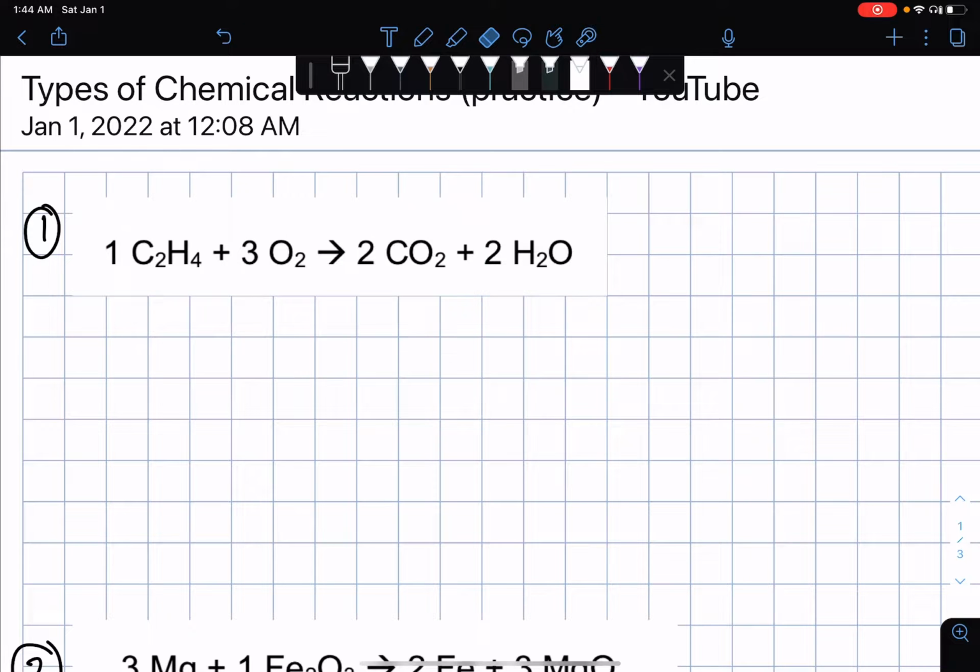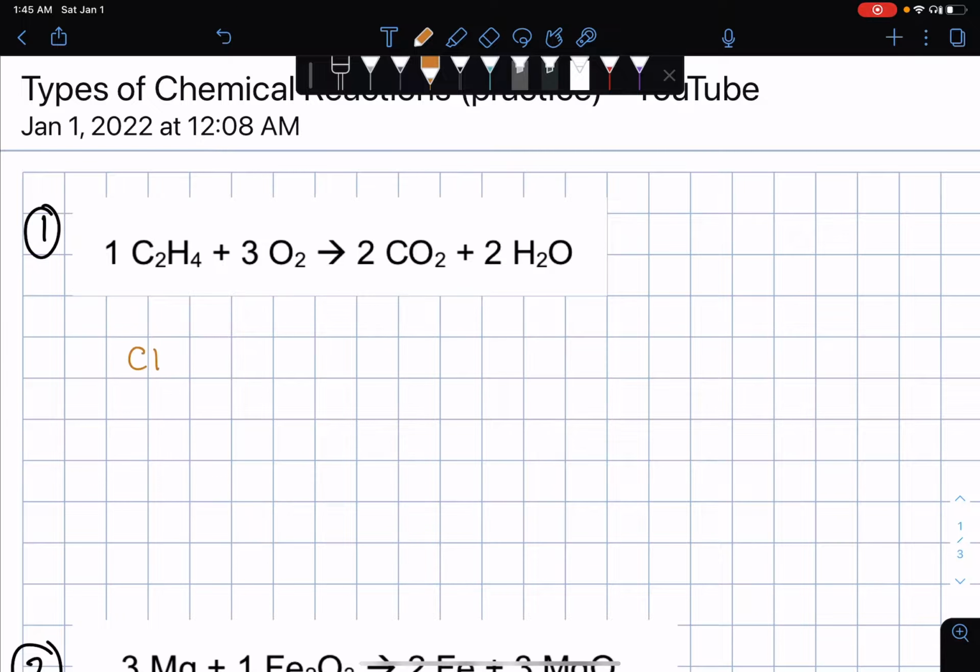Could it be said that it's acid neutralization? We do have an H, but we don't have an OH as a base. Yes, we have an acid, but we don't have a base. Therefore, we can't consider it as an acid-base reaction. Well, for combustion, it might be a combustion.